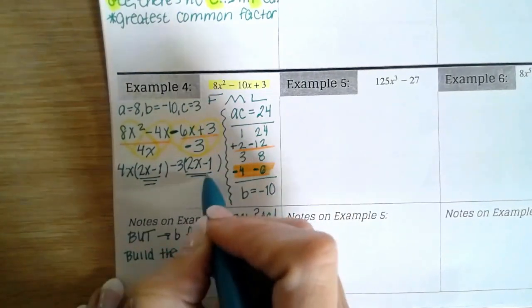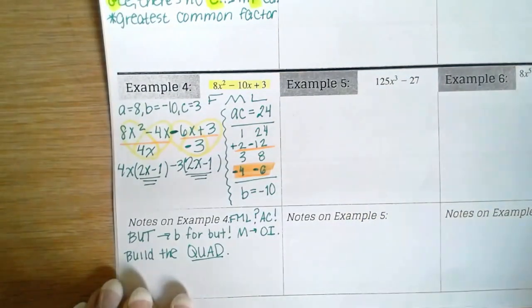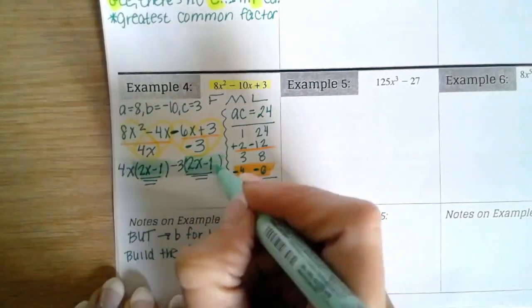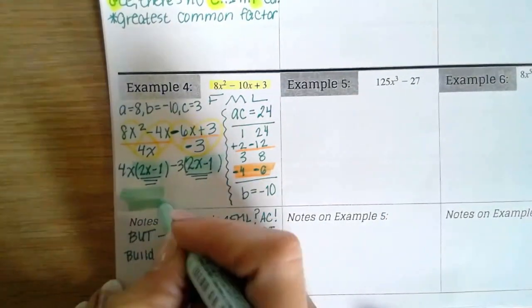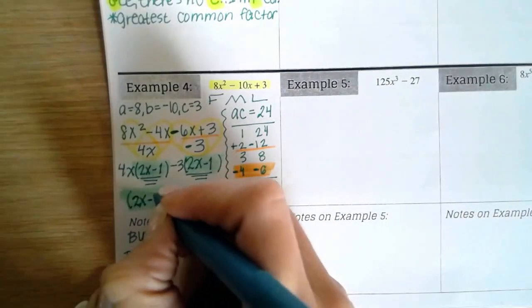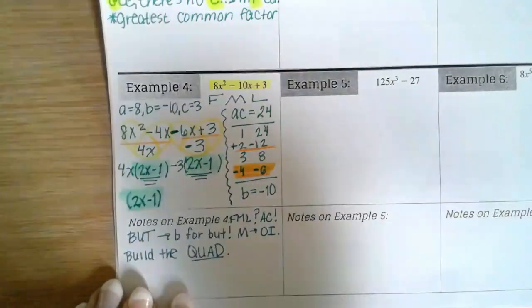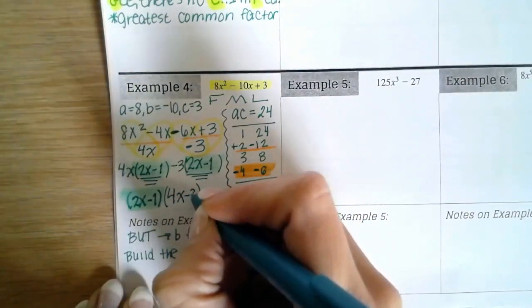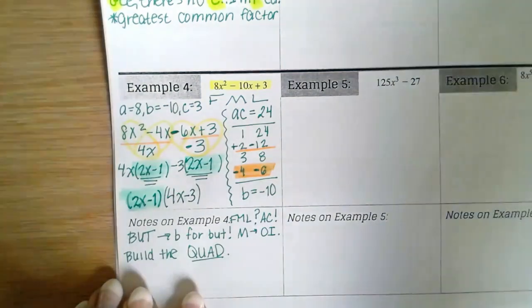If it matches, you're winning at life. Bring it up front. So what matches? The 2x minus 1. They both have it. So I'm going to bring my 2x minus 1 up front. And that's linear, so that's good. It's a prime factor, 2x minus 1. If it's quadratic, you want to check the cubic. You want to check what's left inside: 4x minus 3. So what's the final answer?